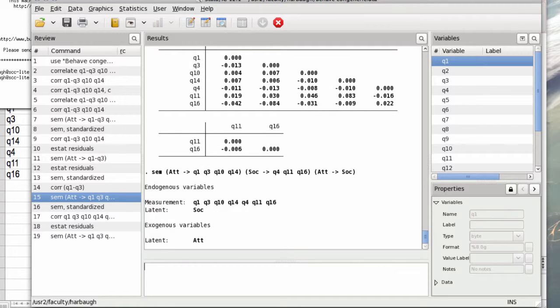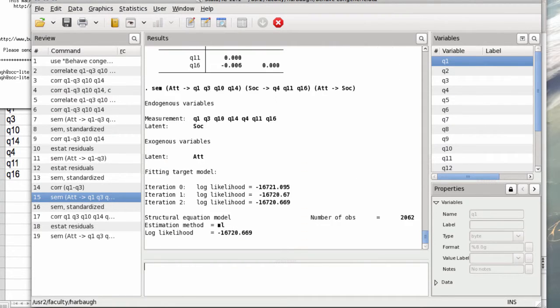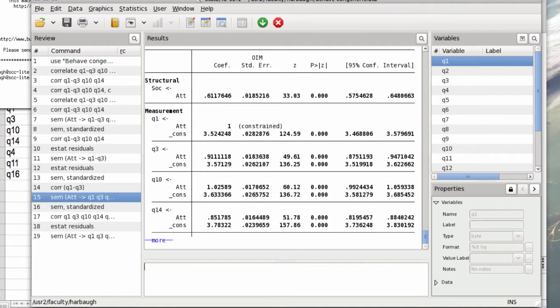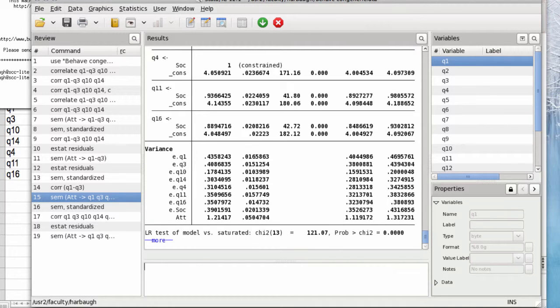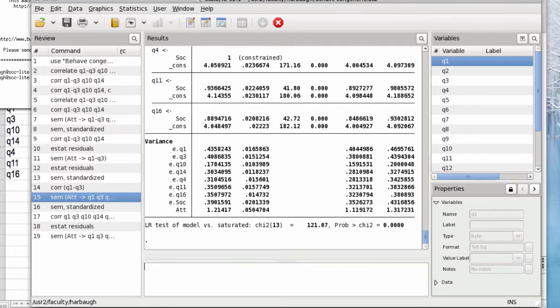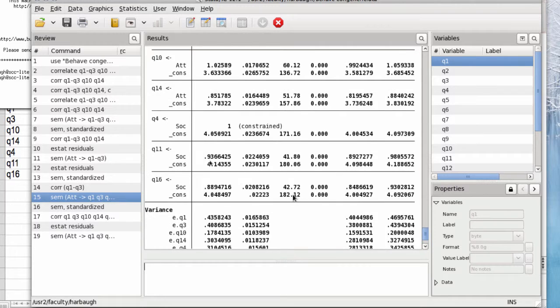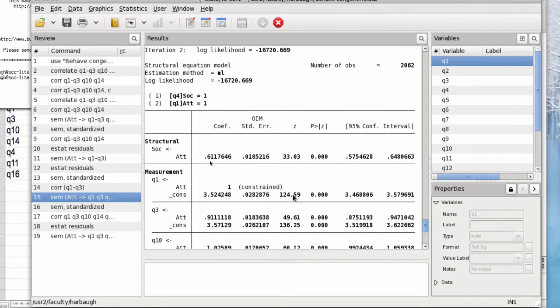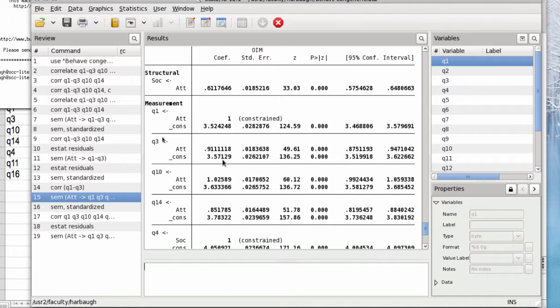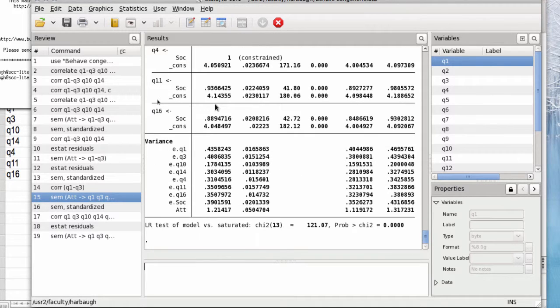All right, so now the model's going to run, and I'm going to get all my necessary output, all my necessary information. I should have in here the structural and the measurement part. Attentiveness is influencing sociability by 0.6176 as the coefficient. And these are the unstandardized values. So let's do SEM, comma, standardized.